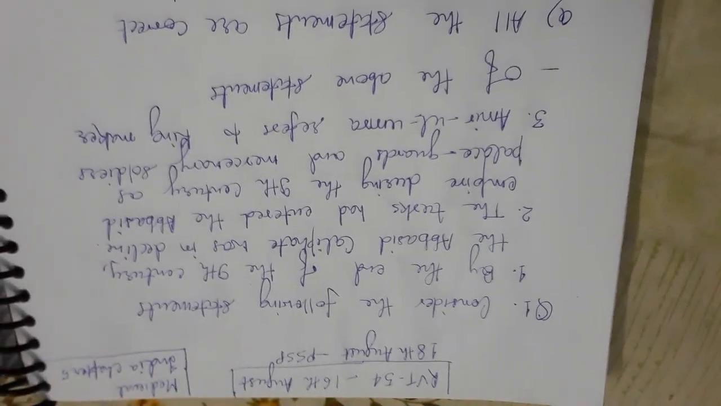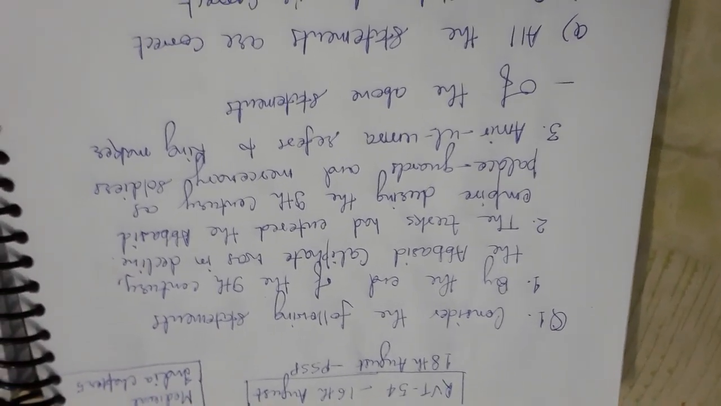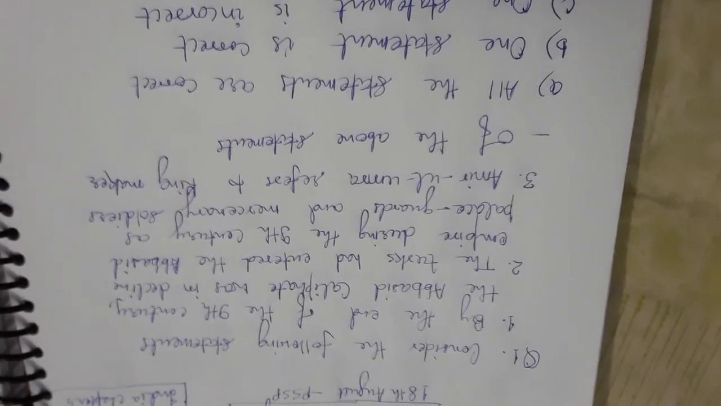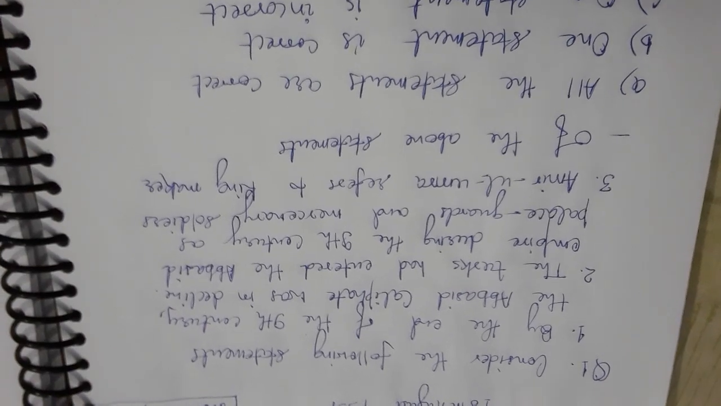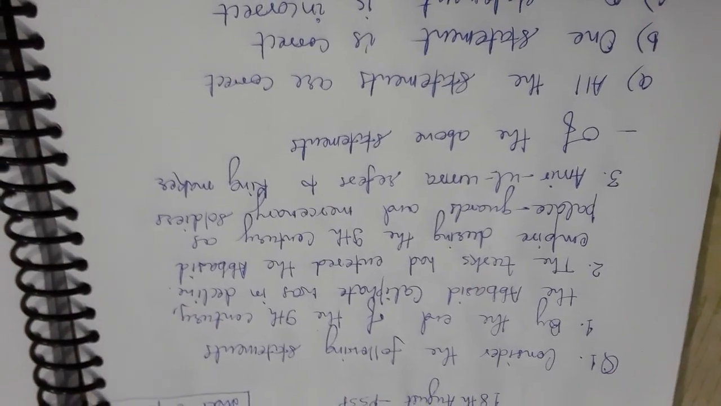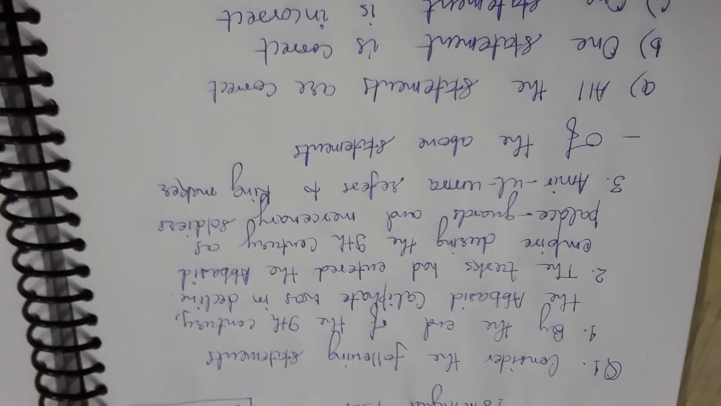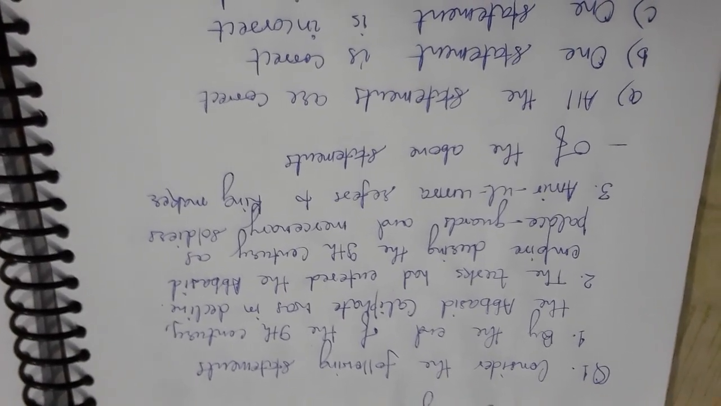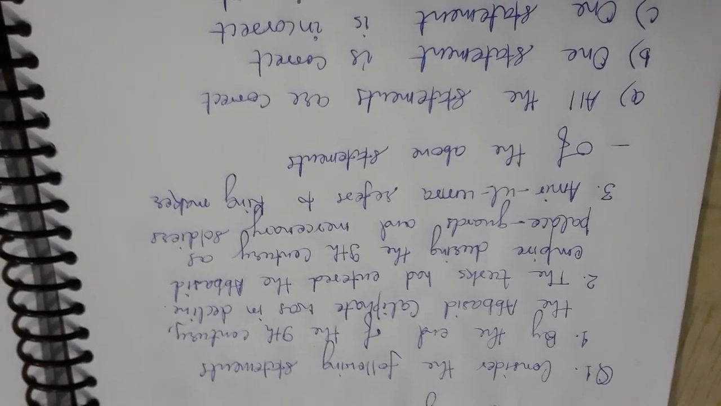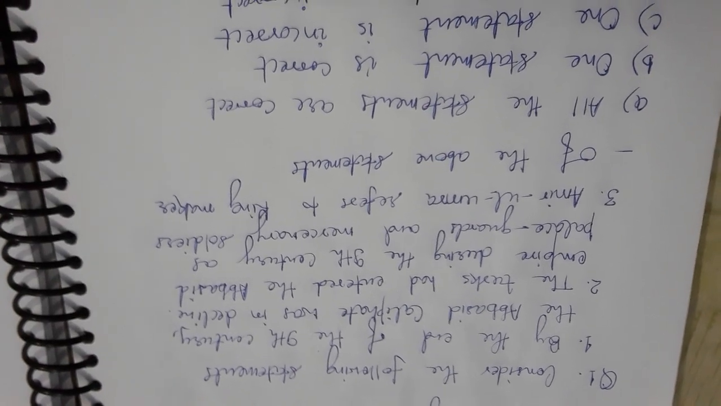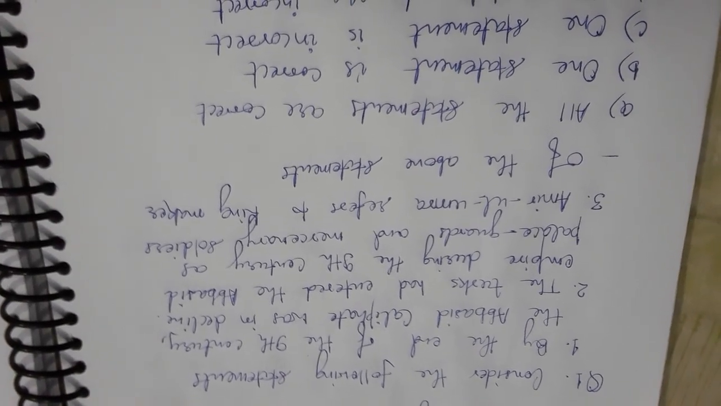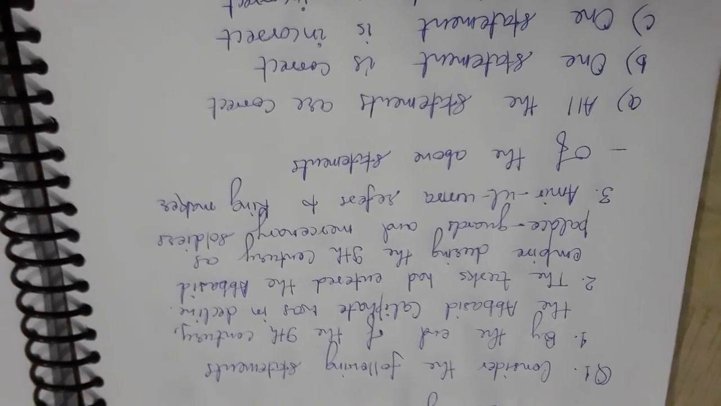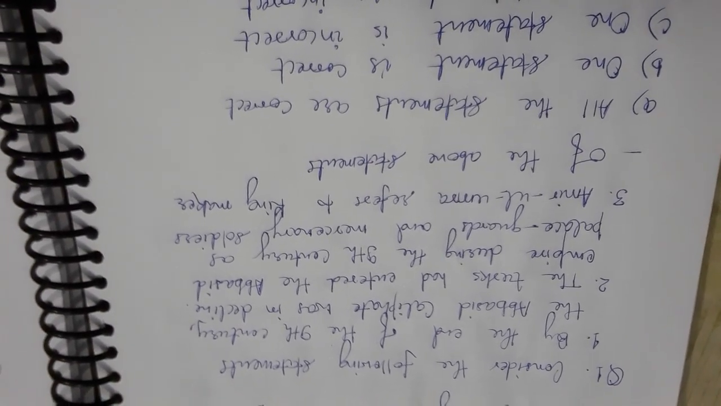Consider today is the 18th August, Patna Sahib Singh Pathshala, Medieval India, chapter 5. Question number 1. Consider the following statements. 1. By the end of the 9th century, the Abbasid Caliphate was in decline. 2. The Turks had entered the Abbasid Empire during the 9th century as palace guards and mercenary soldiers. 3rd. Amir ul Umra refers to kingmaker.